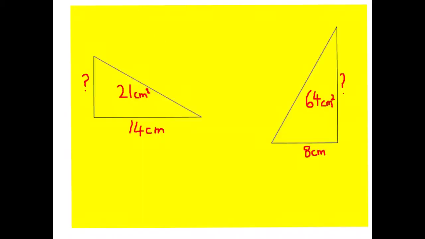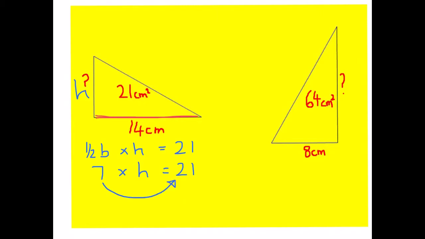Again, we don't know our height in each of these triangles. So I'm going to begin on the left. We know that the base is 14 centimeters and its area right in the center is 21 centimeters squared. So if we put down our equation of half the base multiplied by the height, which we have to find, would be equal to 21. So half of my base would be 7 times my height equals 21. So 7 times something equals 21. If I divide 7 into 21, I find that my height is 3 centimeters.